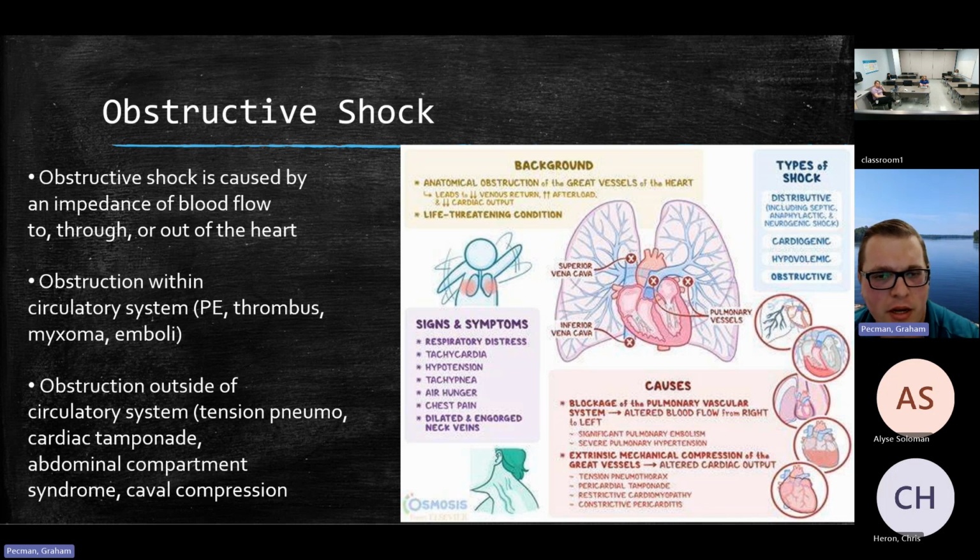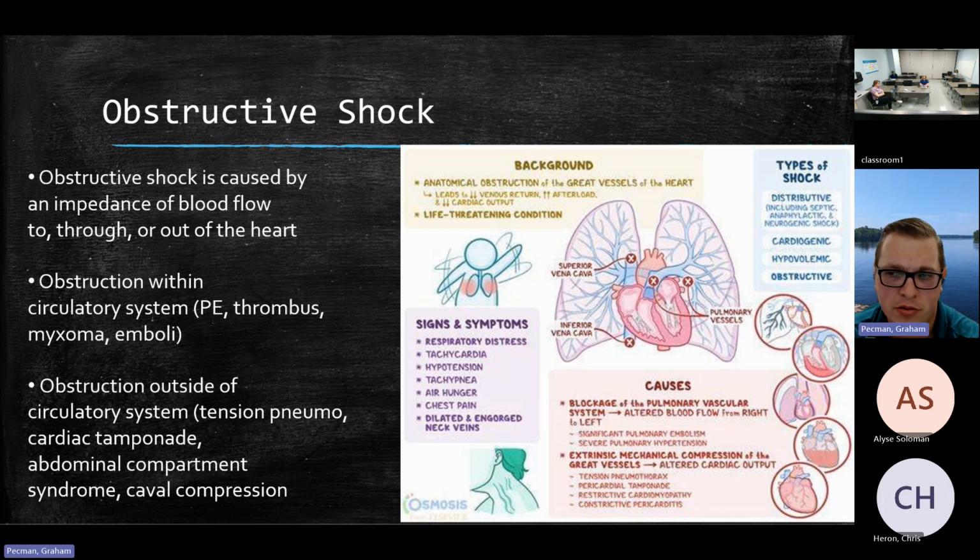So it's anything that's going to cause the impedance of blood flow to or through the heart, either the right or the left ventricle. So any obstruction within the circulatory system, for example, any thrombus, pulmonary embolisms, myxomas, or emboli of any kind, and/or obstructions outside. So tension pneumothorax, cardiac tamponade, so the fluid or air accumulation around the heart. It's going to impede its ability to actually fill and eject blood.